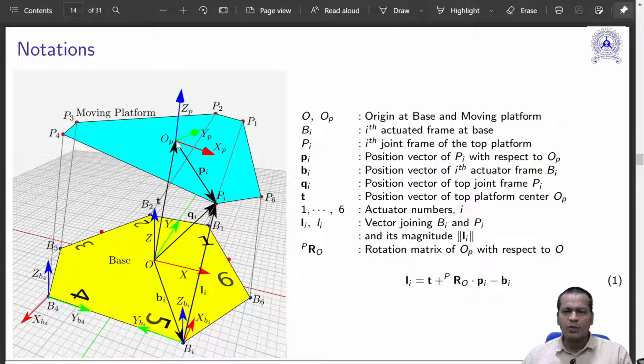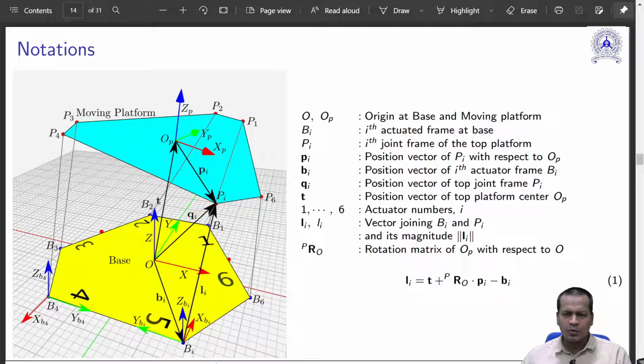With respect to its own frame, it is going to remain there. So all the Pis are known beforehand. What you want to do here is inverse kinematics. Given, let us say, I want to go to a particular place in a particular orientation, what I already know is the top platform points.